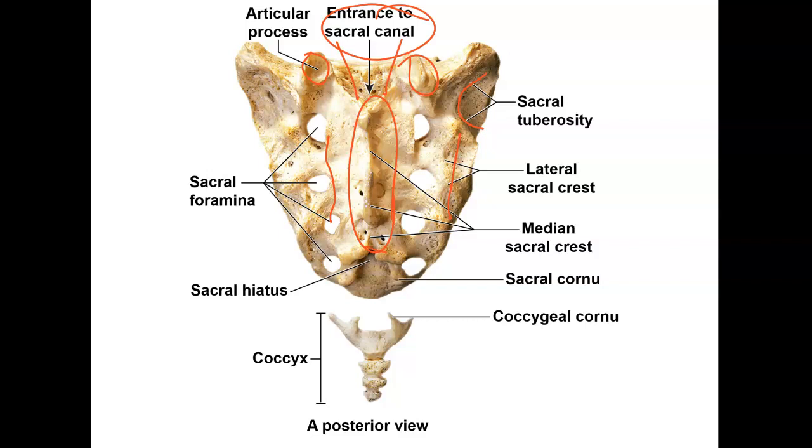And then you have this one section here called the sacral hiatus, and that's going to be important to know. And then coming into the coccyx, you basically have the coccygeal cornu, and that's going to help it fit in with the sacrum here. And as you see, it's going to be 4 bones that have been fused together.